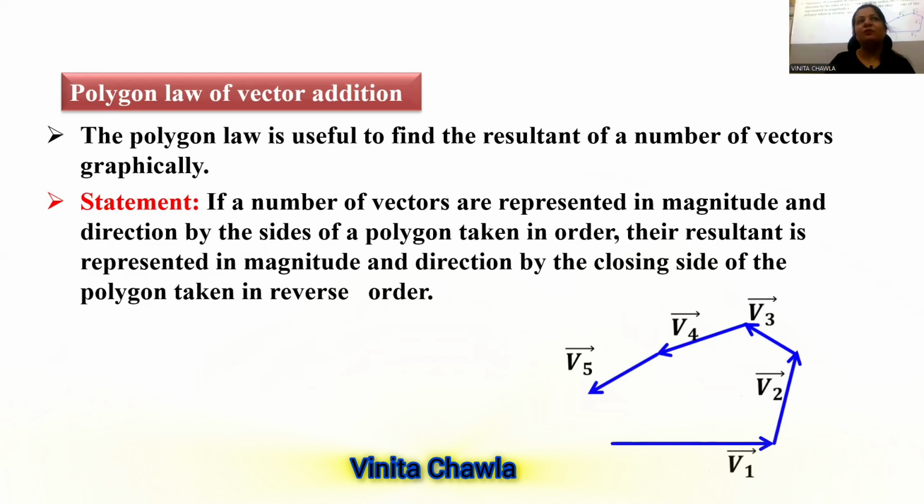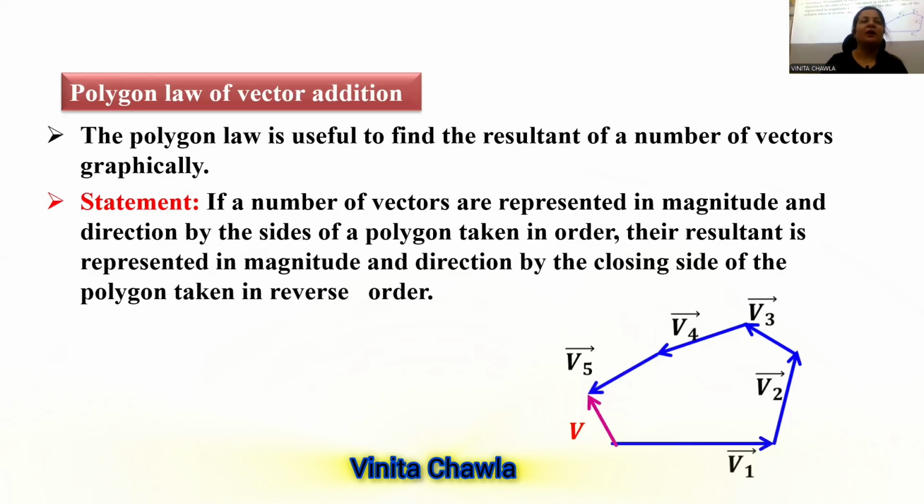See, have you noticed one important point here? The closing side, with which we get a closed figure, this closing side of these number of vectors is the resultant vector. Okay, this closing side is the resultant vector. So here V represents the resultant vector. Clear? And how do we write this resultant vector?